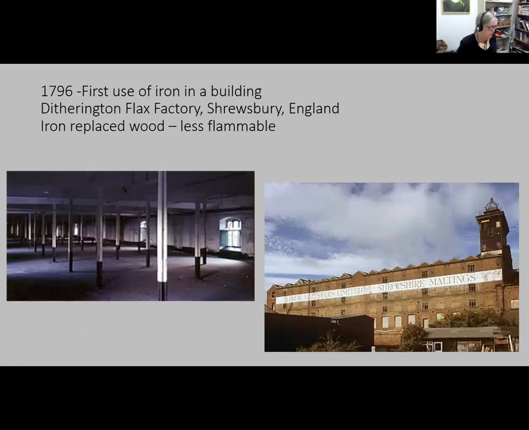So now we're going to move on to some materials that made buildings structurally even more sound. The first one we're going to talk about is iron. This was first used in a building in 1796 in the Ditherington Flax Factory. It replaced wood because in some ways it was less flammable. Buildings were burning down all the time, especially those that had thatch roofs or wooden structures.